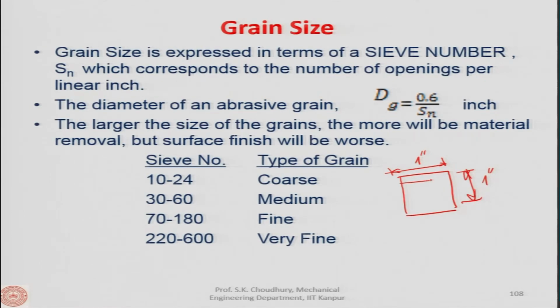So, how many openings are there, that is actually given by the sieve number. Let us say these many openings are here. So, this is 1, 2, 3, 4, 5, 1, 2, 3, 4, 5. So, there are 25 openings and the sieve number Sn will be equal to 25 for this.